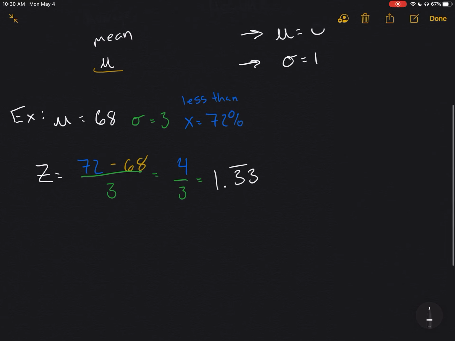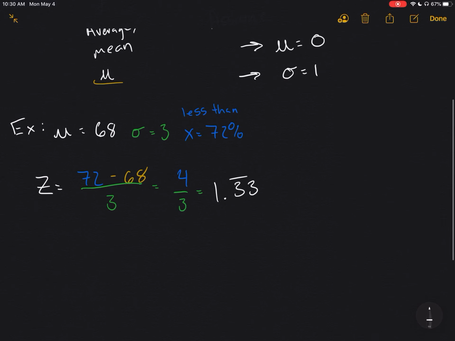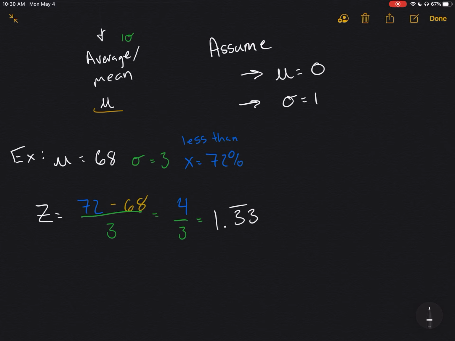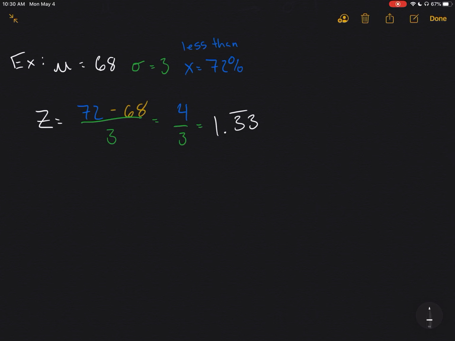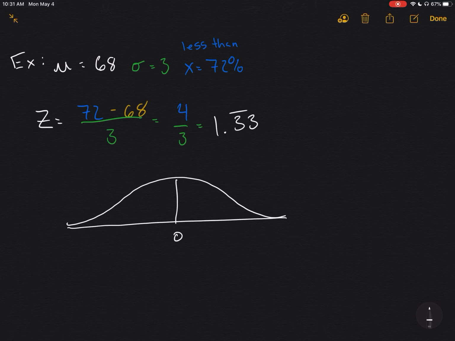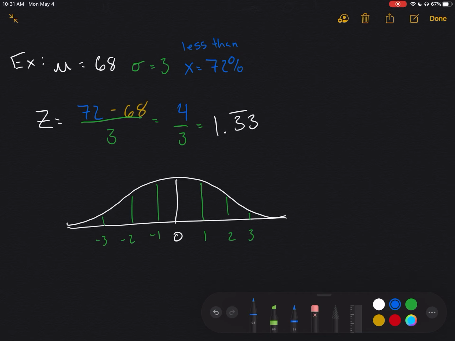Now that I've found the z-score, I'm going to recall that I wanted to assume that my mean was going to be 0 and my standard deviation would be 1. So let's draw a little bell curve and plot what this looks like. My mean, I'm assuming, was 0. And then my standard deviations were 1, 2, and 3, and -1, -2, and -3. We want to shade the portion of the bell curve that is less than that 72% that you got. The z-score of the 72% that you got was 1.33. So that's a little bit more than 1.